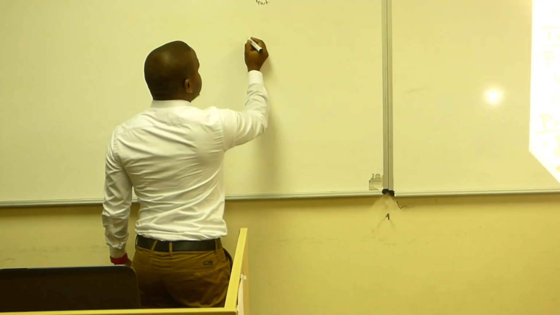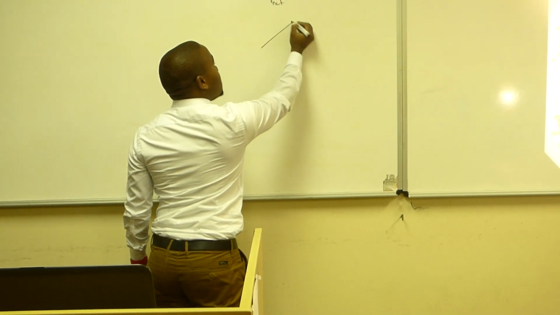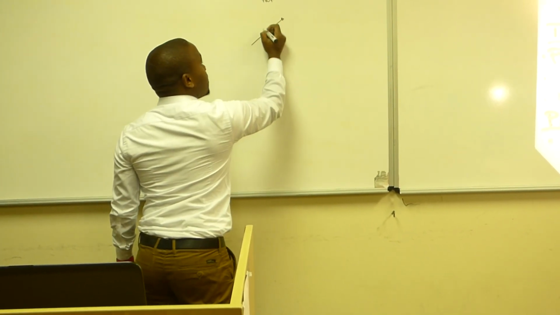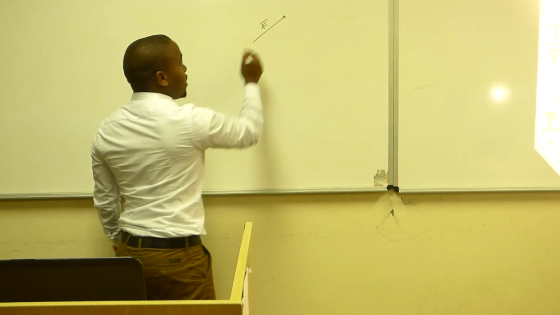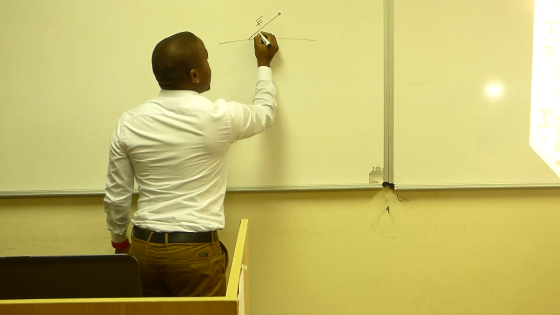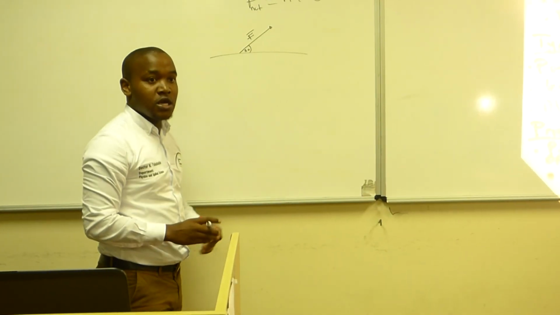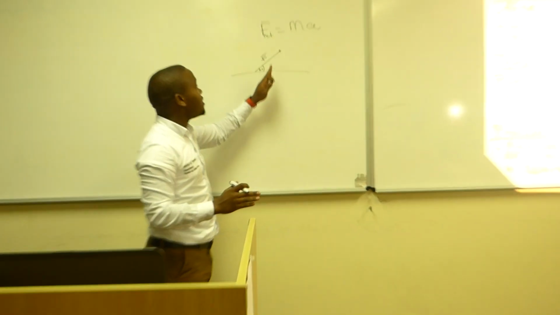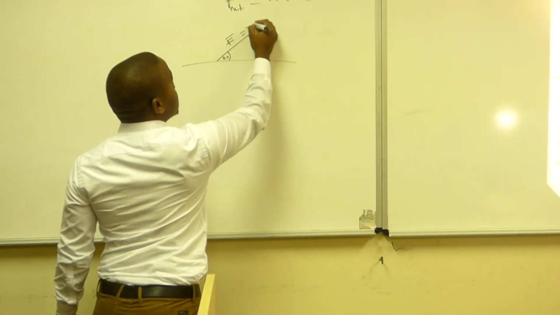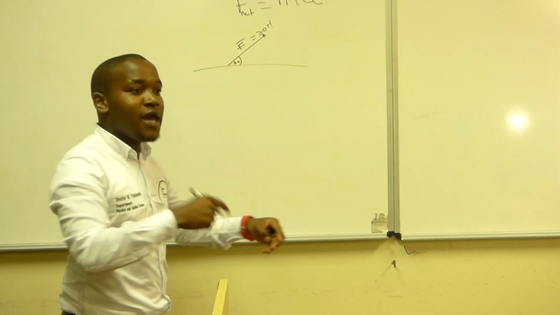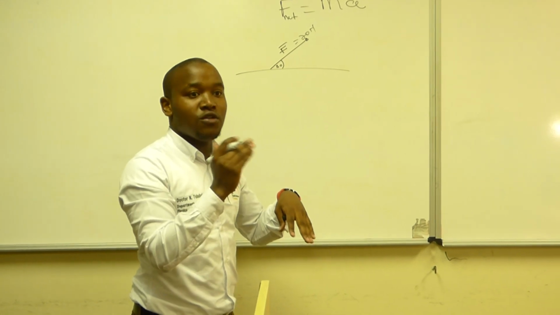Now, suppose I'm applying a force in this way. I'm telling you that I'm applying my force in this way. So this is my force. And I'm telling you that the angle of inclination is 30 degrees. You need to be able to resolve this force into its components. Suppose the magnitude of this force is 20 newtons. Now you need to be able to tell me what is the horizontal component of the force and what is the vertical component of that force.